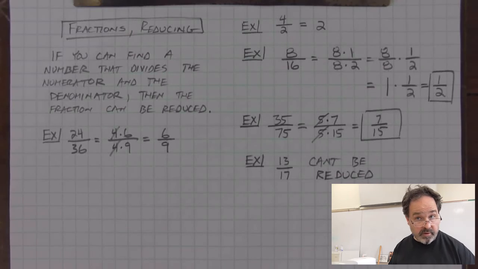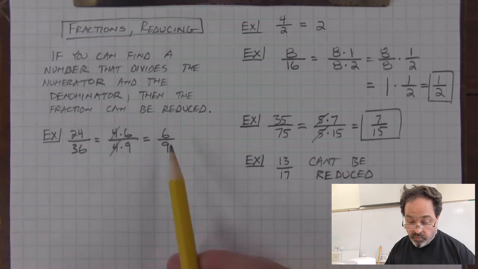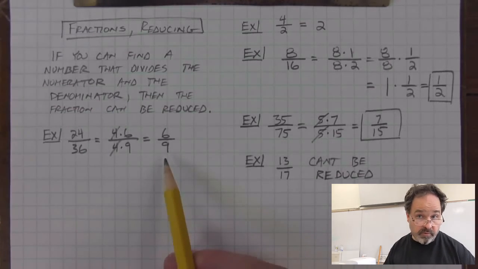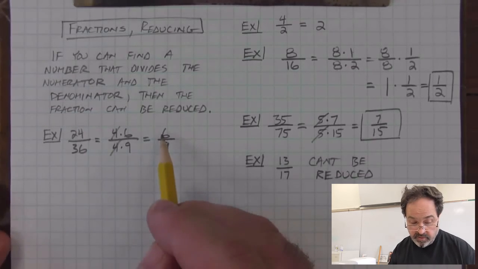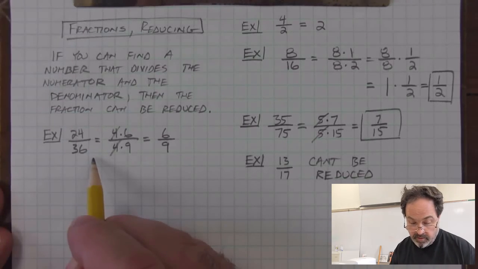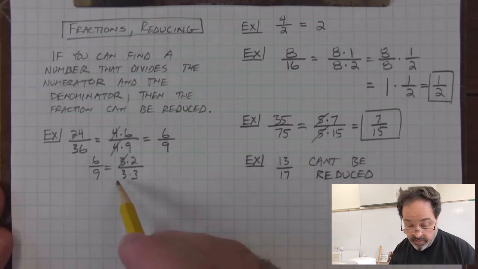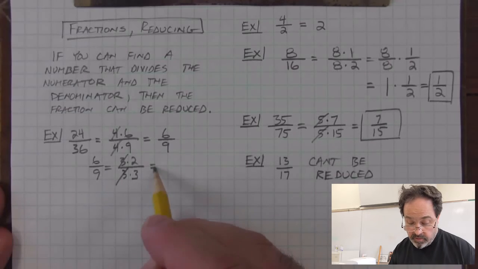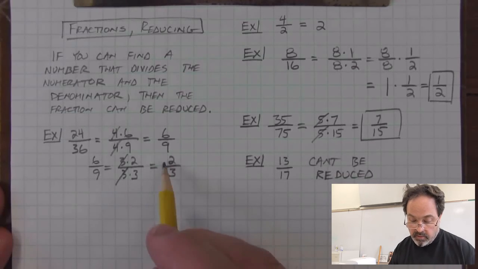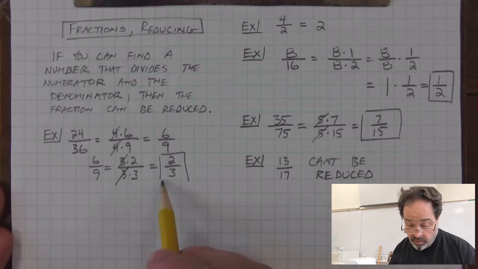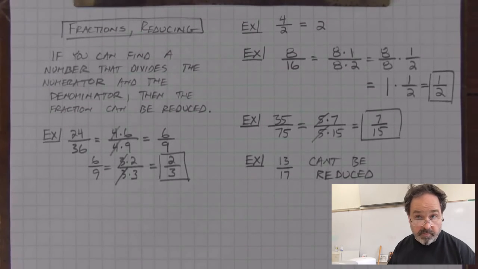But I'm not finished. I might be able to find another number that divides the new numerator and denominator. 6 over 9 can be reduced further. A number that divides 6 and 9 is 3. I can express 6 over 9 as 3 times 2 over 3 times 3. And now cancel out that new number, which then leaves 2 over 3, which cannot be further reduced. So we'll stop there.